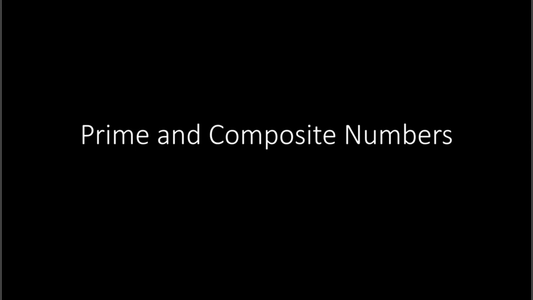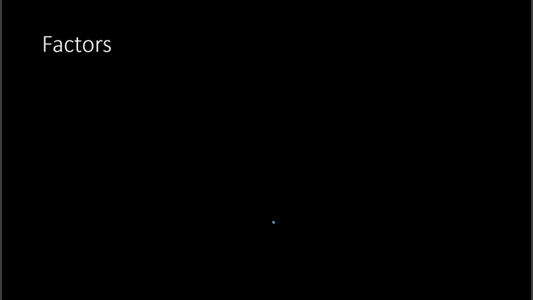In this video, you will learn about prime and composite numbers. Before we get into prime and composite numbers, you first must understand what a factor is. So a factor, by definition, are integers that multiply together to get a product.